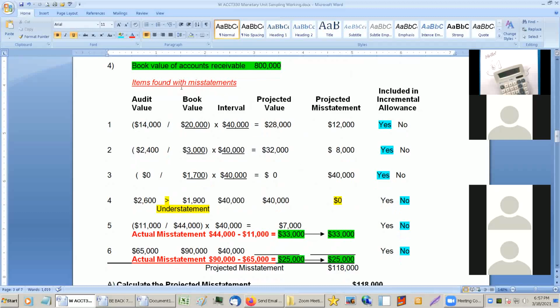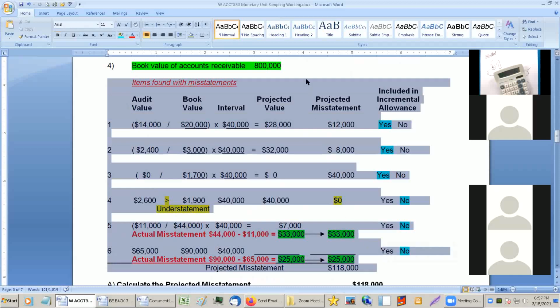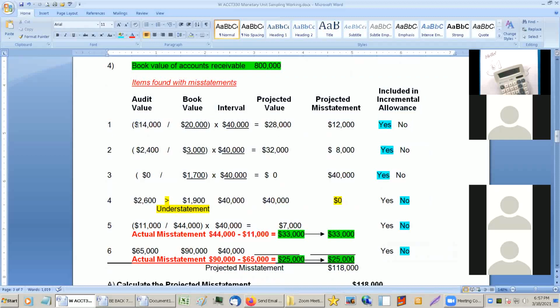A lot of times when you see these problems, they'll give you only the ones that are in error, because the ones where everything is okay aren't going to give you any information, really. So a lot of times they'll only look at the ones that have a problem, and that's what you're going to use for your projection.